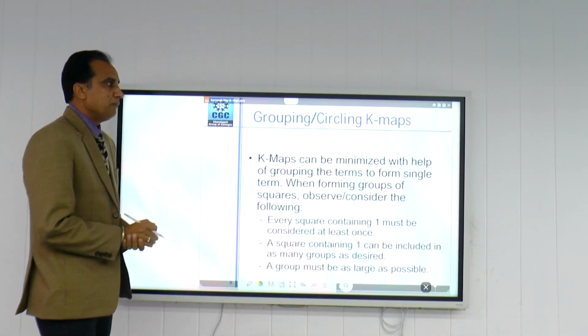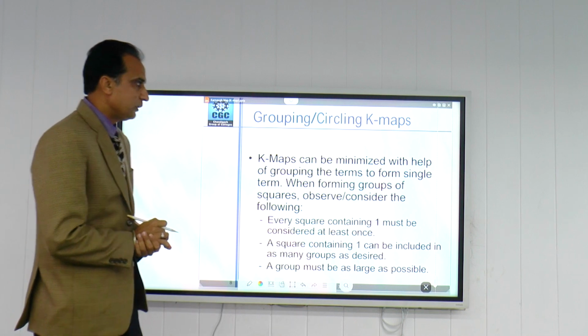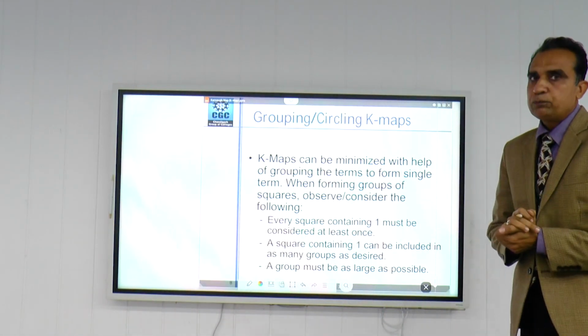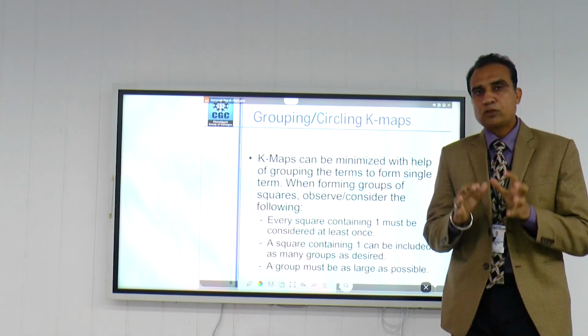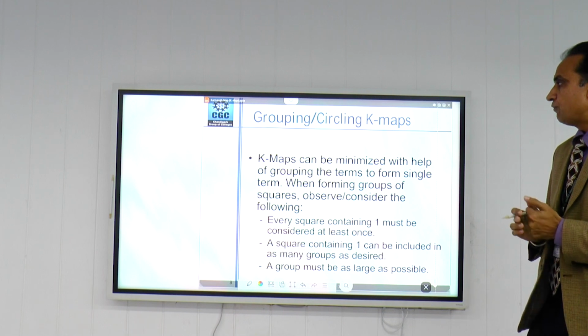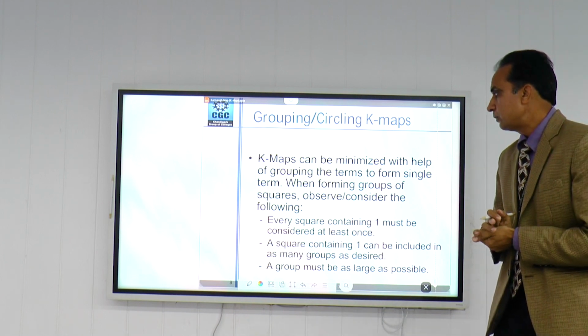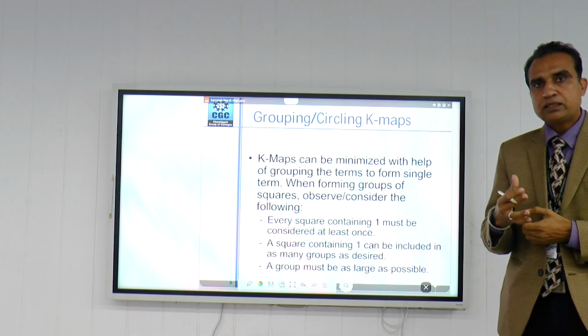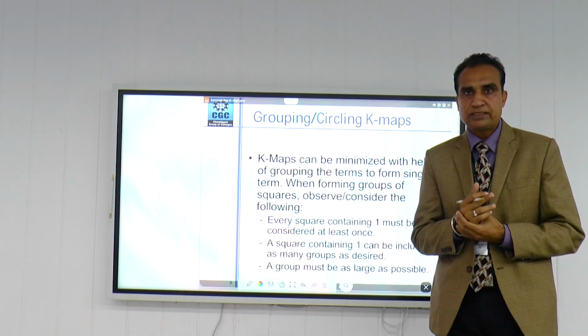A K map can be minimized with the help of grouping of the terms. Now, after putting the values into the K map according to the equation, the next thing is grouping. When forming the groups of the squares, consider the following points. When we are going to create the groups, we have to keep some points in mind.